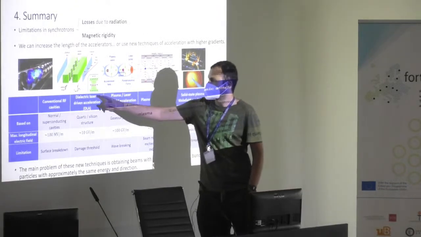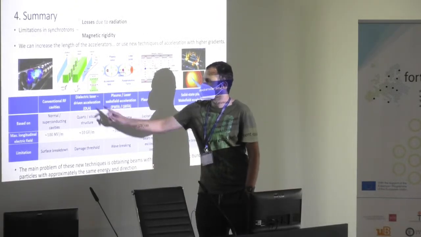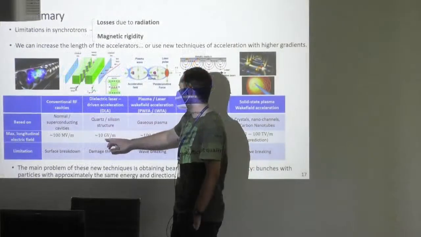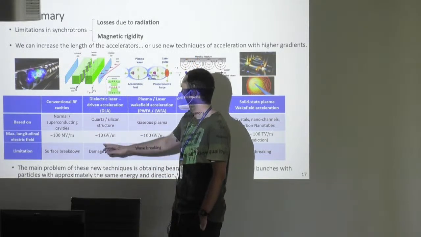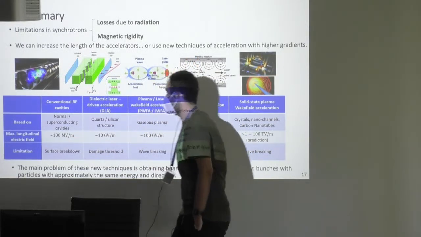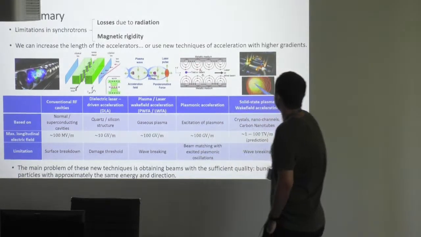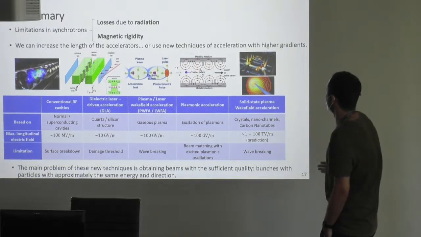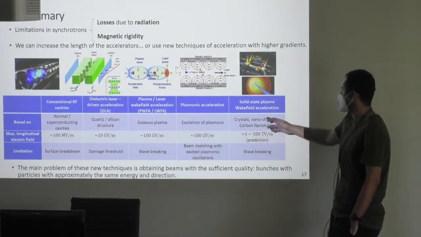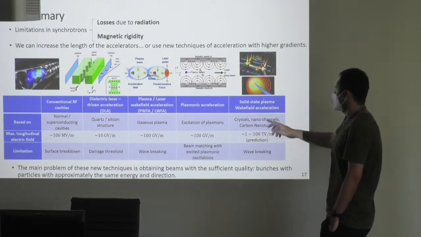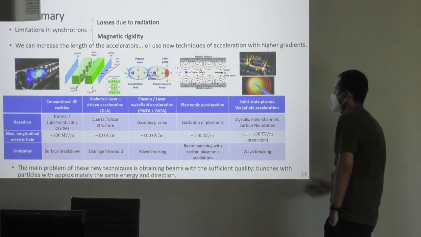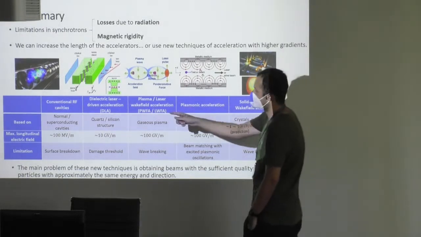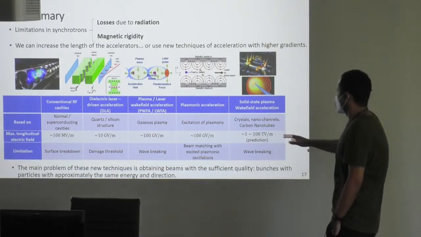And then we have another technique, the dielectric driver acceleration. Here we have a scheme that uses quartz or silicon structures, and we can obtain electric fields of about two orders of magnitude higher than for conventional RF cavities. And the solid state plasma wave field acceleration uses the solid state properties of crystals, carbon nanotubes, or nanochannels. It predicts electric fields to accelerate of about 1 to 10 teravolts per meter, so 4 or 6 orders of magnitude higher than RF cavities.